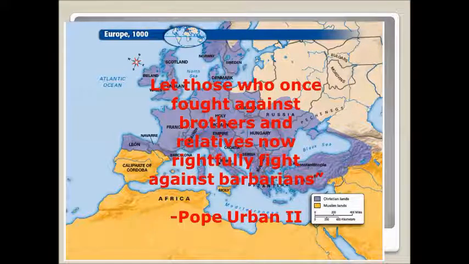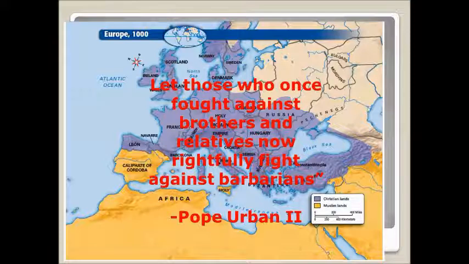So because of these causes, Pope Urban, who's the head of the Holy Roman Catholic Church, basically the area mainly in purple, has this famous quote. He says, "Let those who once fought against brothers and relatives now rightfully fight against barbarians." And what he's trying to say to the people of France and England, the Holy Roman Empire, is quit fighting each other. Instead, join my Christian army, and we're going to attack the Holy Land, and we're going to attack the Muslim Turks.